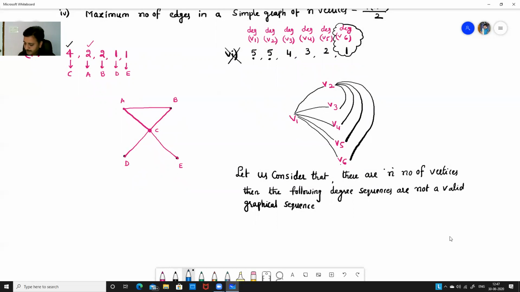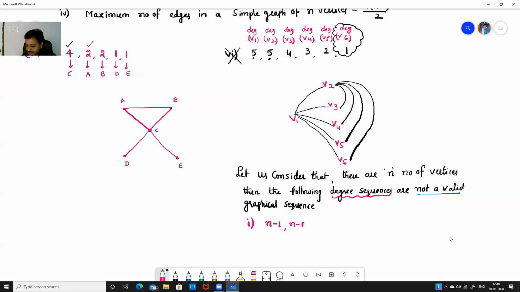Now, look at this one. Let us consider that there are n vertices. Then the following degree sequences are not valid graphical sequences. What are those sequences? First one, suppose we are talking about only degree sequence. Please remember degree sequence. Suppose one vertex has degree n minus 1, and another vertex also has degree n minus 1. Assume this is V1. V1 has degree n minus 1, V2 also has degree n minus 1. Then definitely we cannot find a vertex whose degree is 1 or 0.